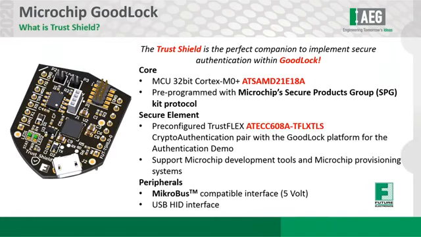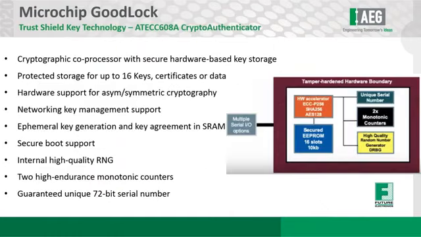So now that we talked about the good lock, let's spend a few minutes to talk about the Trust Shield. The Trust Shield is a small clipboard that plugs into the good lock. The Trust Shield is based around Microchip's secure hardware element, the ATECC 608A. The 608A is a secure hardware element, and it basically is going to do two things in your design. First, it will perform cryptographic math functions, which themselves are very complicated. And secondly, it will store all of your security keys.